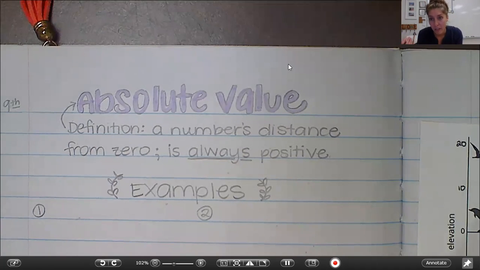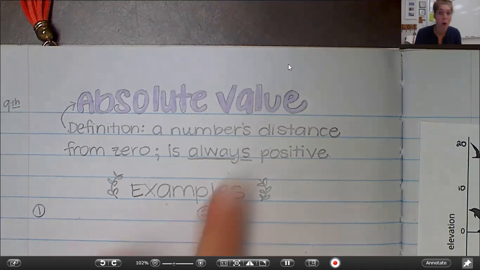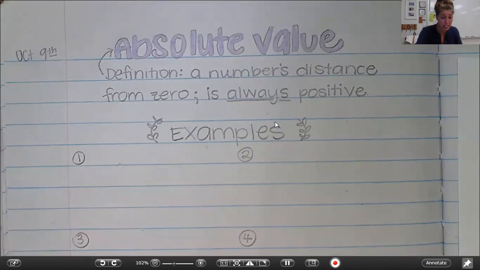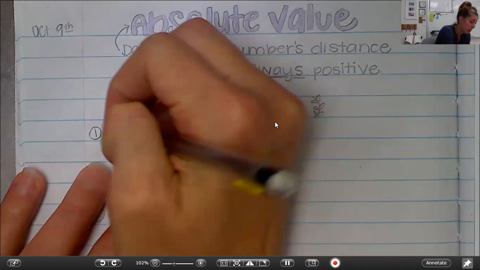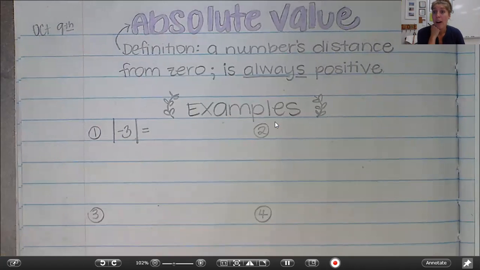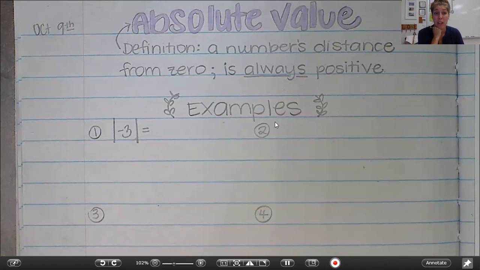But I can't move negative feet, right? I'm really moving in a negative direction. So that's the key to today: absolute value is always positive, okay? Always underline that. So let's just start out with some basic examples. First of all, you're going to see some absolute value bars. These are the symbols for absolute value. They're essentially parentheses that have been straightened out, is how I want you to think about it.